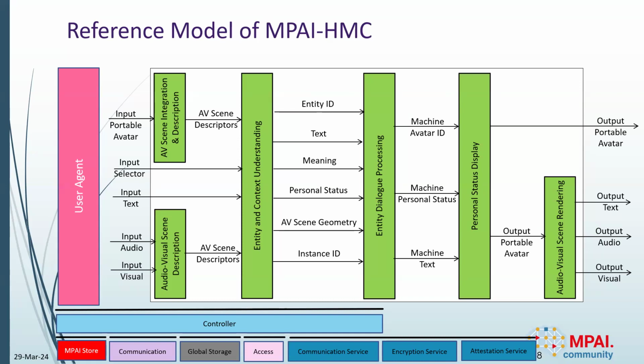And those response elements go to that machine's personal status display, which is designed to show the emotional, cognitive, and attitudinal elements of the machine's response to the first participant. As we remember, the first participant can be either a human or a machine. And finally, the resulting display elements are fed to either a portable avatar or to a rendering module that will present that machine response in audio and visual form.